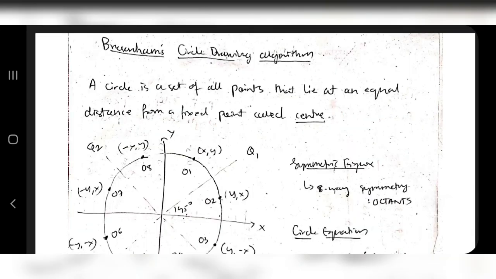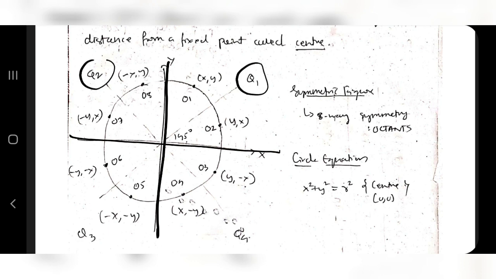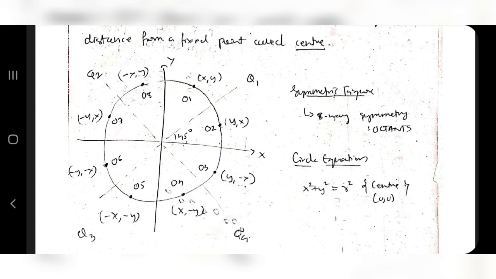In Bresenham's circle drawing algorithm, firstly let's see how a circle looks in the graph. So this is a circle of radius r. Here are the y and x coordinates, and this circle is divided into four parts mainly: quarter 1, quarter 2, quarter 3 and quarter 4, and the quarters are further divided into octants. So how many octants are there in total? 8 octants. This is the first octant, second, third and so on.